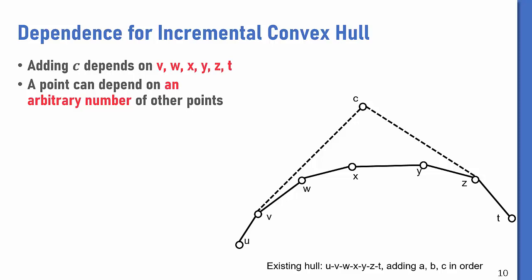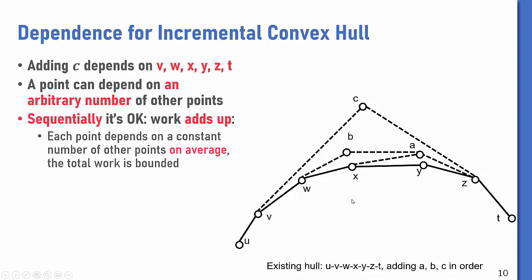For example, here assume we have an existing hull UVWXYZT, and then we need to add point C. Adding C will remove all the edges from V to Z, so it depends on all the points in between. If there are other points not added in between with higher priority, C has to wait for all of them. Sequentially, this is not a problem because total work adds up. As long as the average number of dependences per point is a constant, the total work can be bounded.